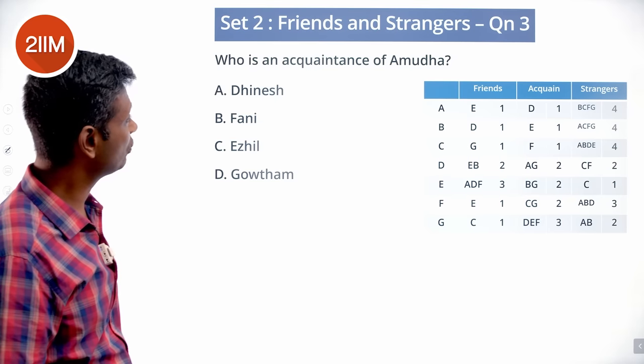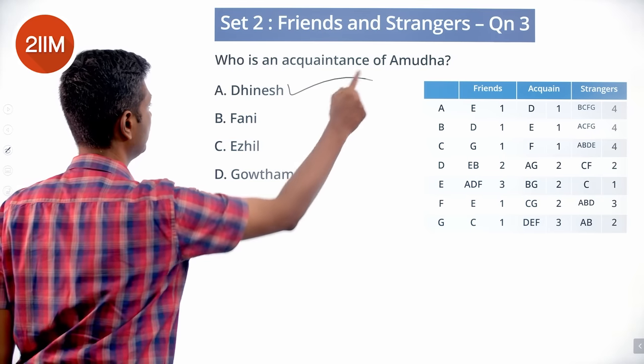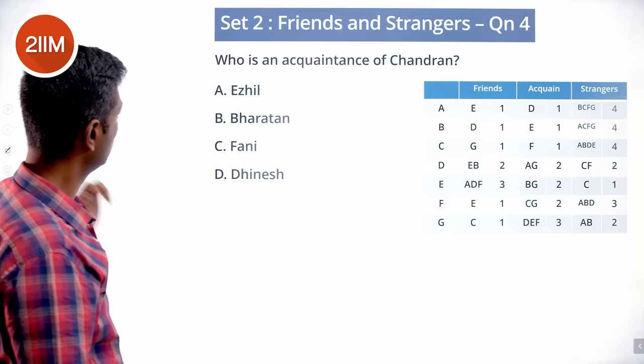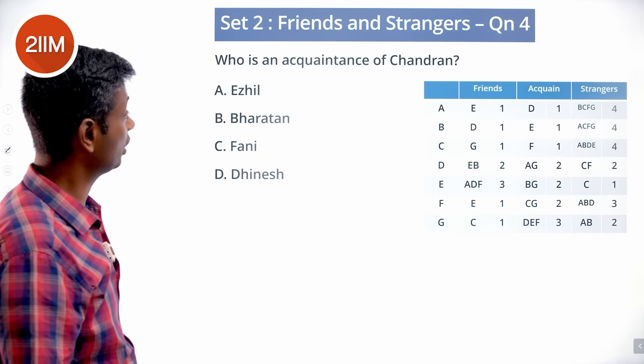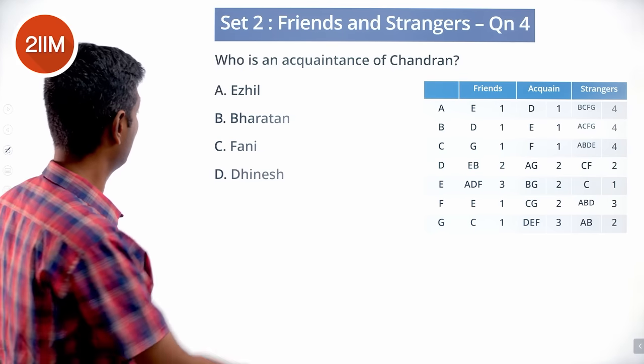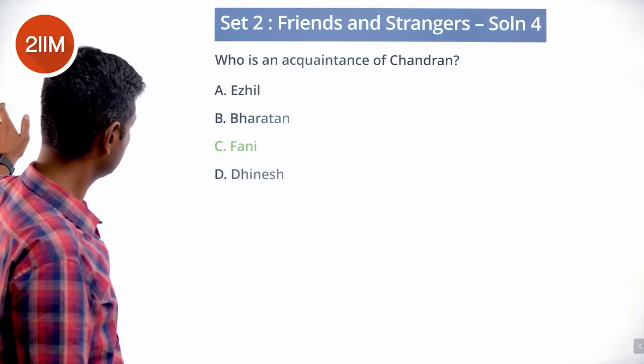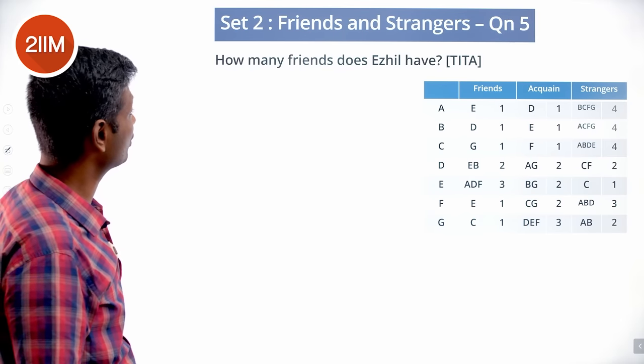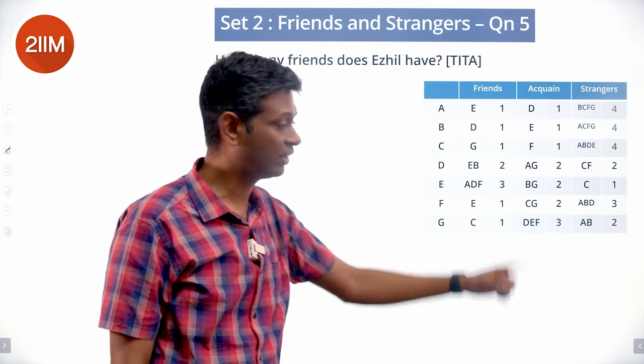Who's an acquaintance of Amudha? D, Dhinesh. None. Who's an acquaintance of Chandran? Chandran's acquaintance, F, Fani. None. How many friends does Ezhil have? Ezhil has three friends, A, D, F.